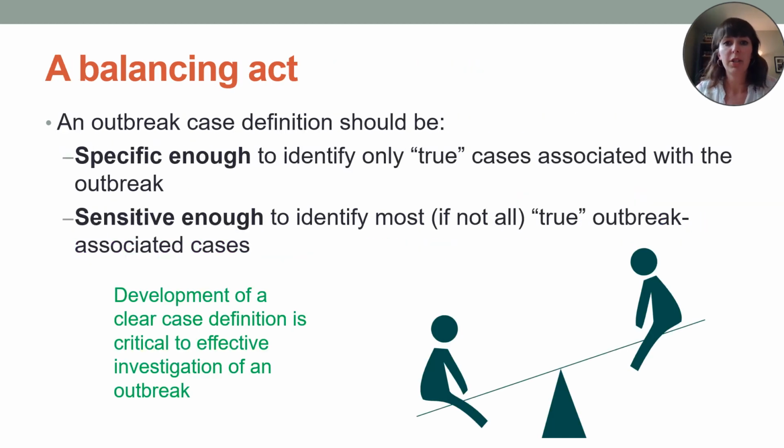So the case definition is really a balancing act. You want your definition to be specific enough to identify true cases of disease, people who are really part of the outbreak, but you also want it to be broad enough and sensitive enough that it will identify most, if not all, of the cases associated with your outbreak. So this balance will really impact the investigation and your ability to identify the cause of the outbreak.